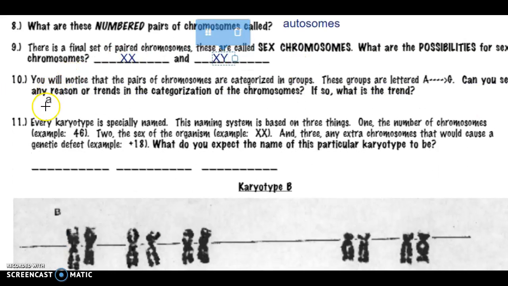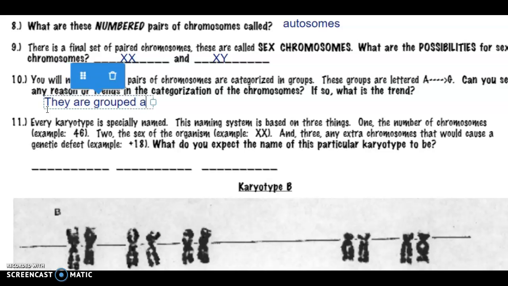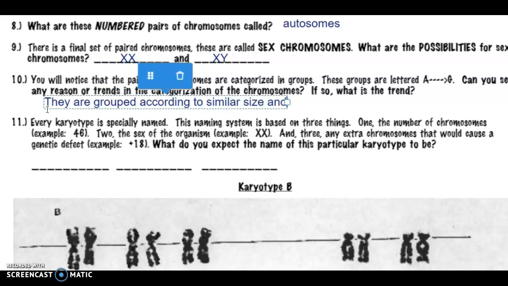So those groups are based on size, so the groups are according to similar size and centromere location.